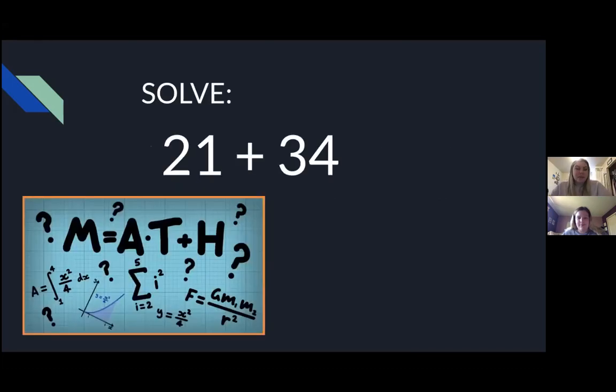To begin class today, we're going to start with this simple addition problem. So I'm going to give you guys a minute to figure out some strategies that you would like to use to answer this problem and to figure out an answer.